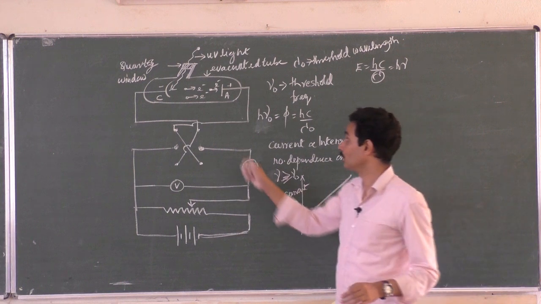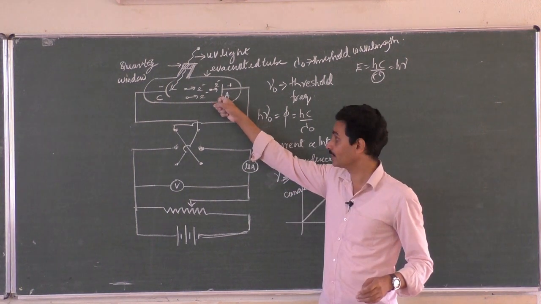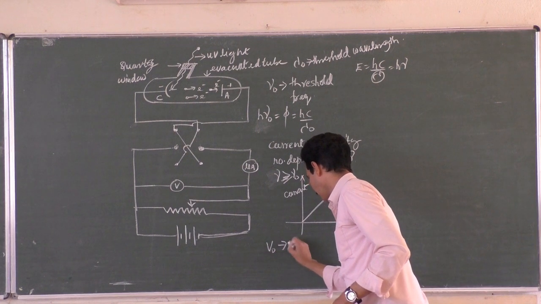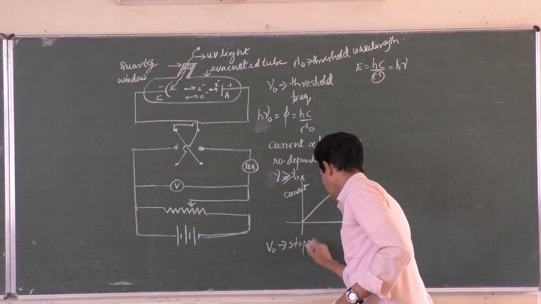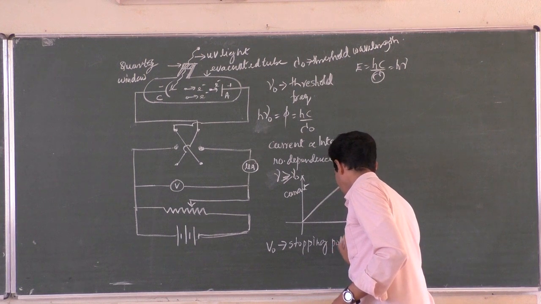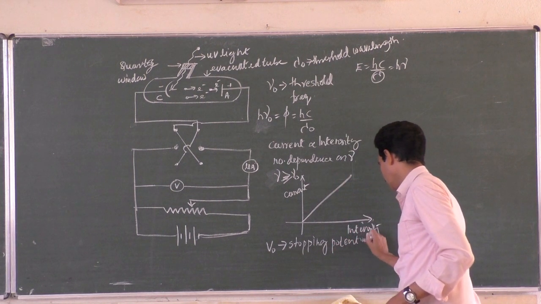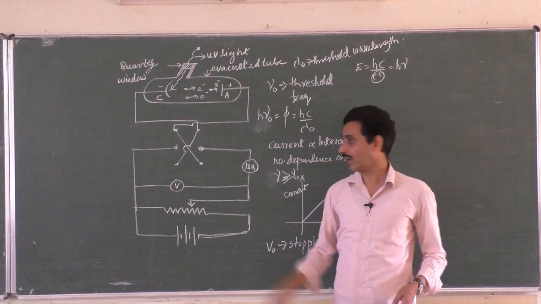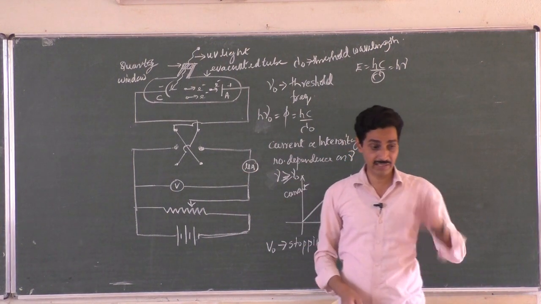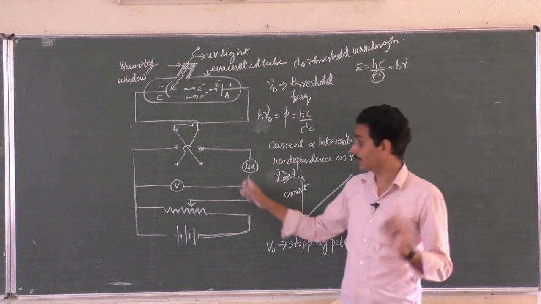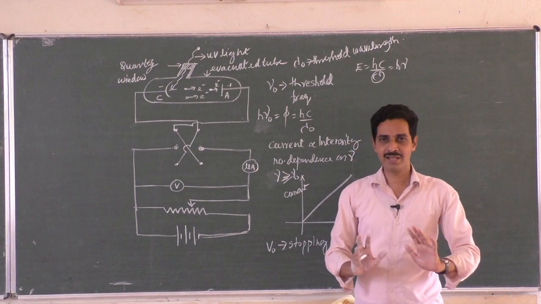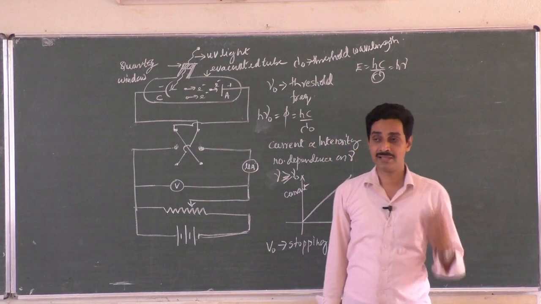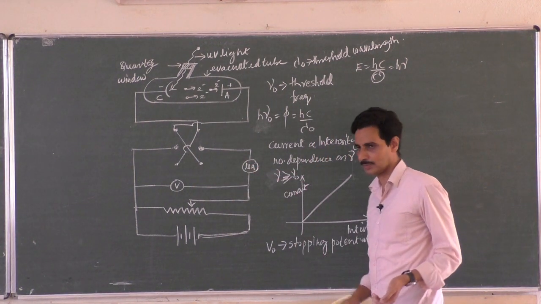The minimum negative potential of the anode at which photoelectric current becomes zero is called stopping potential. At this potential the electrons stop reaching the anode and photoelectric current becomes zero. But there is photoelectric emission; the current becomes zero because electrons are just stopped from reaching the anode. And that minimum negative potential is called stopping potential.